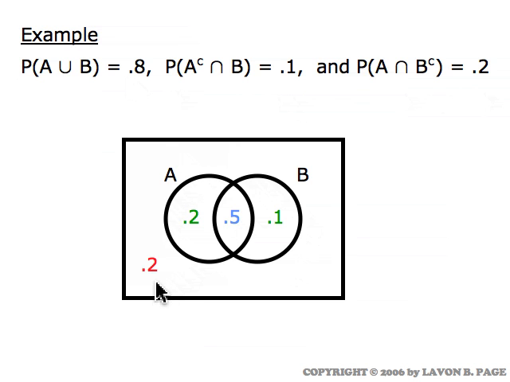And then finally, where does the 0.2 out here come from? It comes from the fact that all the probabilities have to add up to 1. So the probability of everything that's outside of the union has to be 0.2.